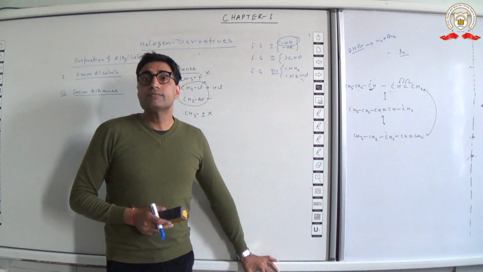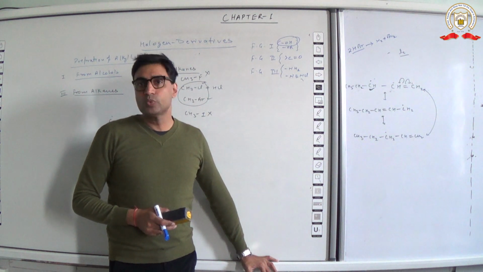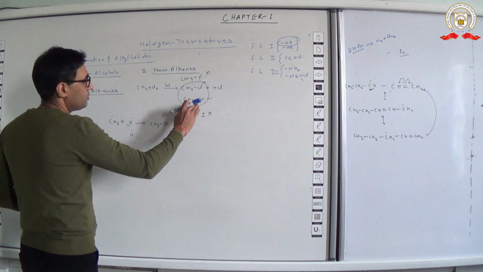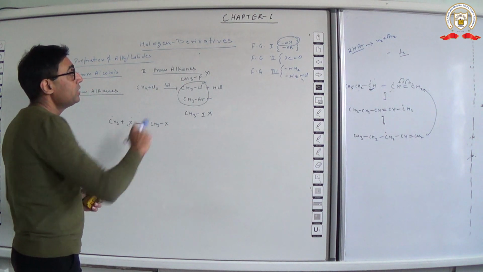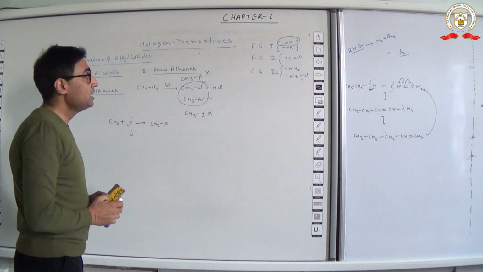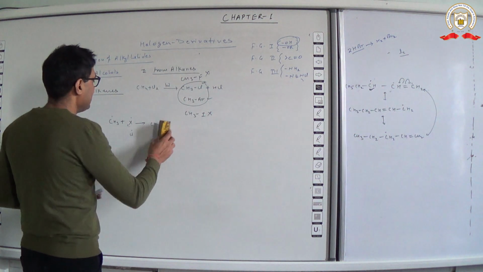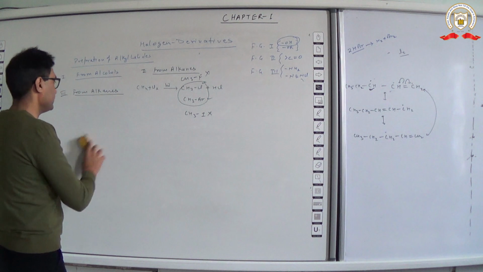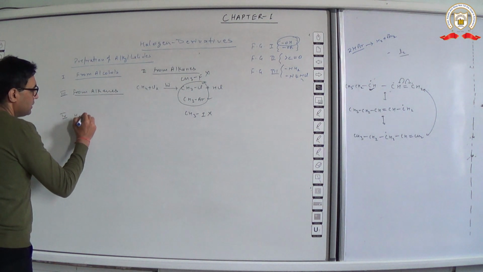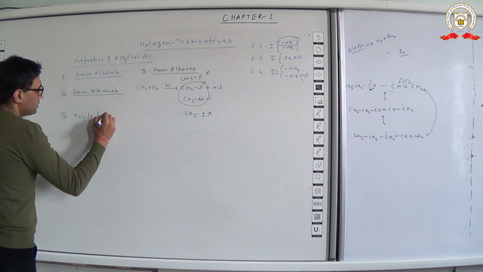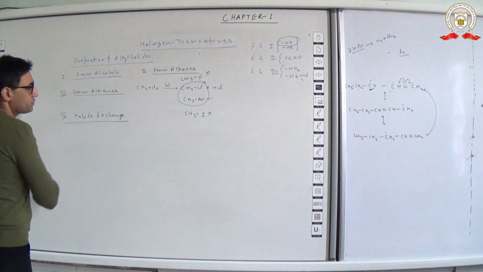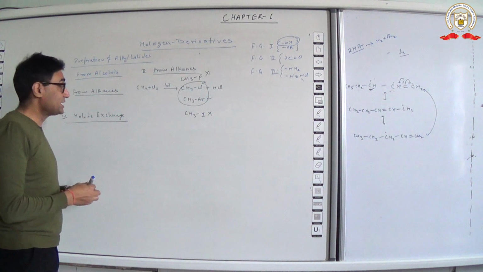So how to prepare fluoride and iodide? This is what I am about to tell you. By this method, you can get chloride and bromide. But if you want to prepare fluoride and iodide, alkyl fluoride and alkyl iodide, how will you get alkyl fluoride and alkyl iodide? That is what I am about to tell you. For that, we will carry out halide exchange. Halide exchange. What does that mean?